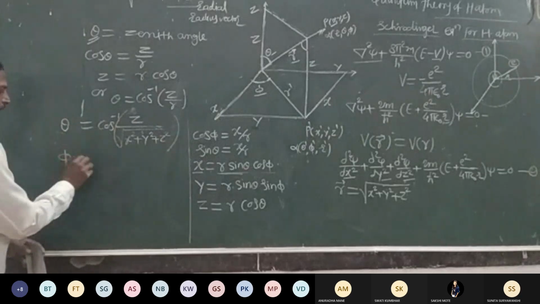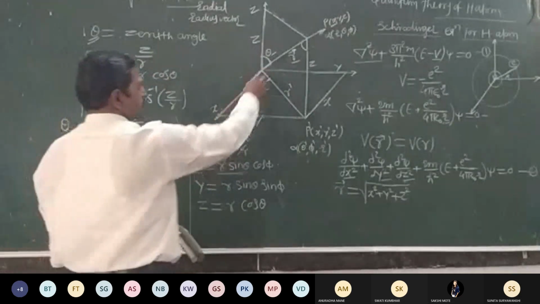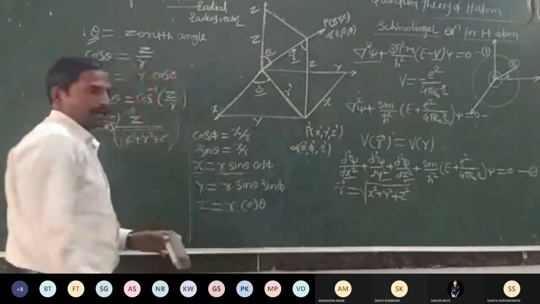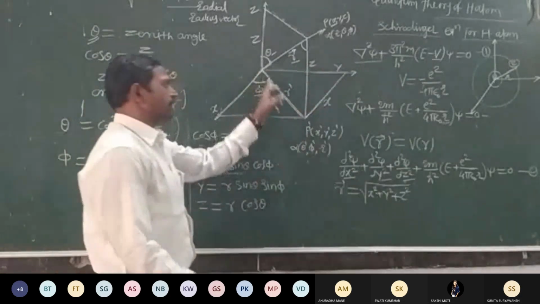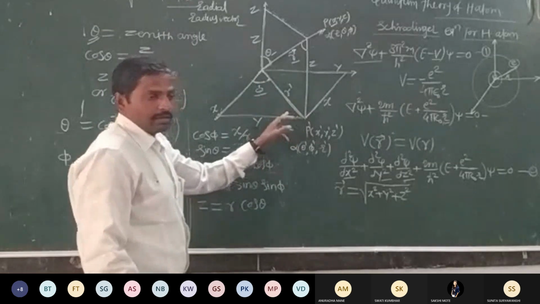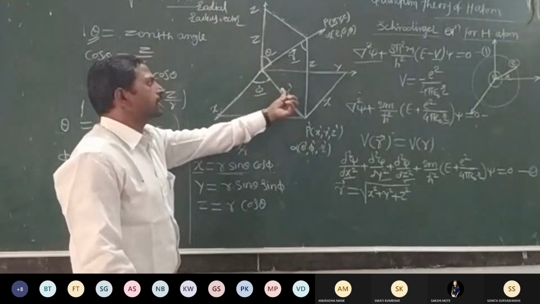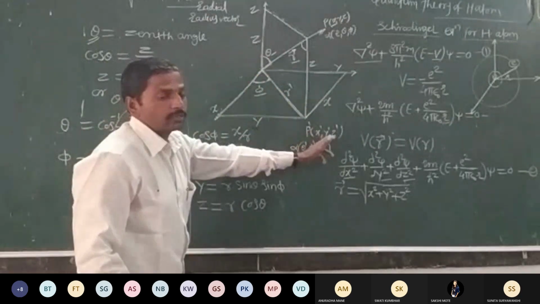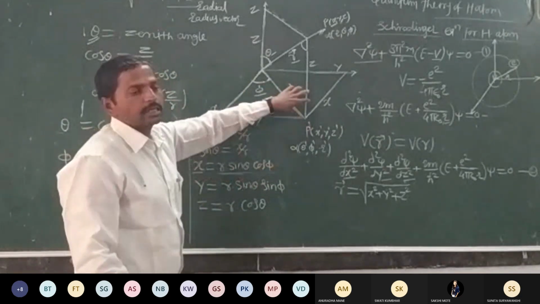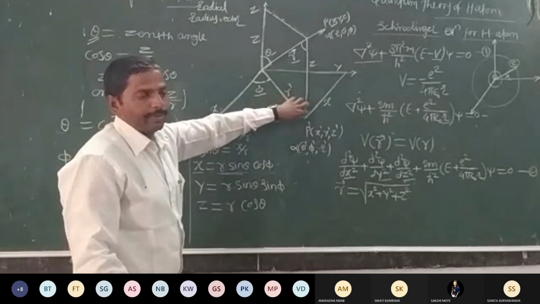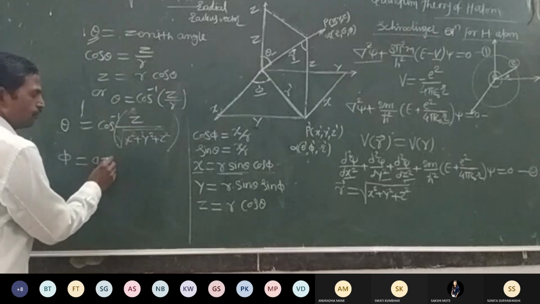Similarly, we have to find the value of phi, and phi is the angle between x-axis and projection of vector r. That projection of the vector r is the imaginary part. We just have to assume that the vector r is projected in the xy plane. Its image is to be seen in the xy plane. It means that this is an assumed part. So this angle is called azimuthal angle.